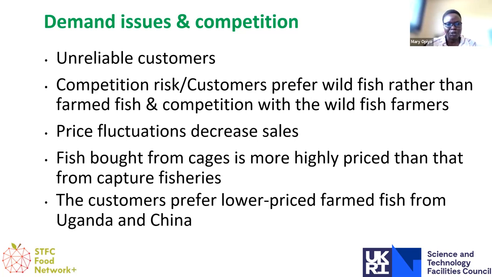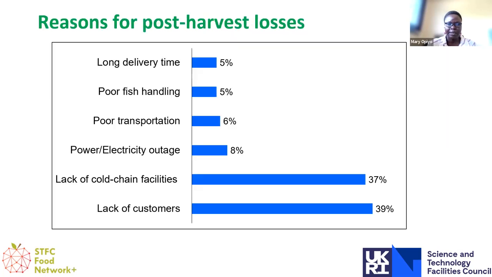Then the price fluctuations. There are some seasons whereby you find that there is a lot of competition from the wild fish, or sometimes there are so many people who are bringing imported fish into the country. And that really brings about low prices of the fish. So for cages, the fish which are farmed in the cages are more expensive than the fish farmed in the ponds. And that is majorly because of the cost of production, because, you know, they have to use fuel to go to the lake and come back.